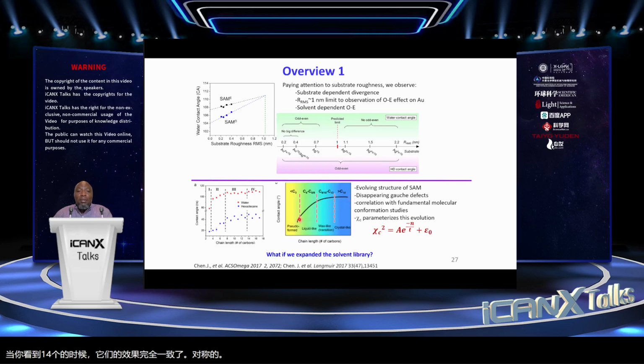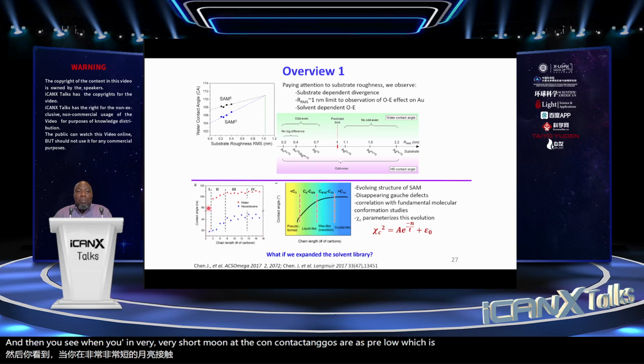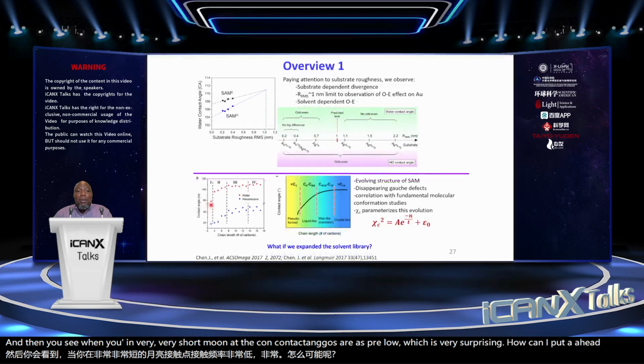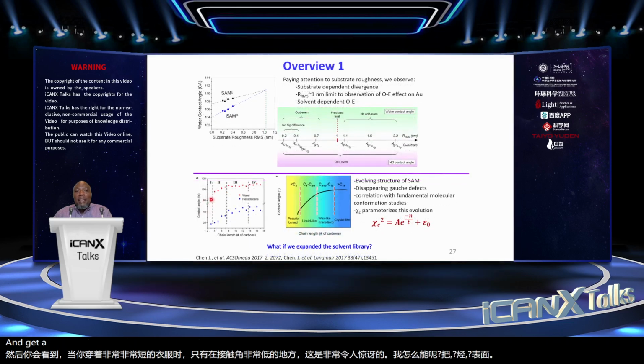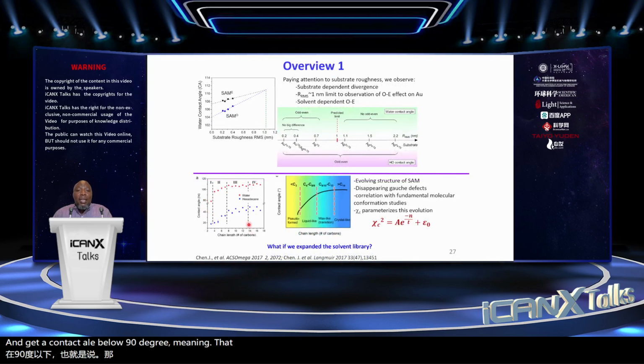And then you see that in very, very short monolayers, the contact angles are actually pretty low, which is very surprising. How can I put a hydrocarbon on the surface and get a contact angle below 90 degrees, meaning that the monolayer is actually wetting with water? There's some interaction between the early carbons and the metal that allows it to be so polarized that the water will spread very well.